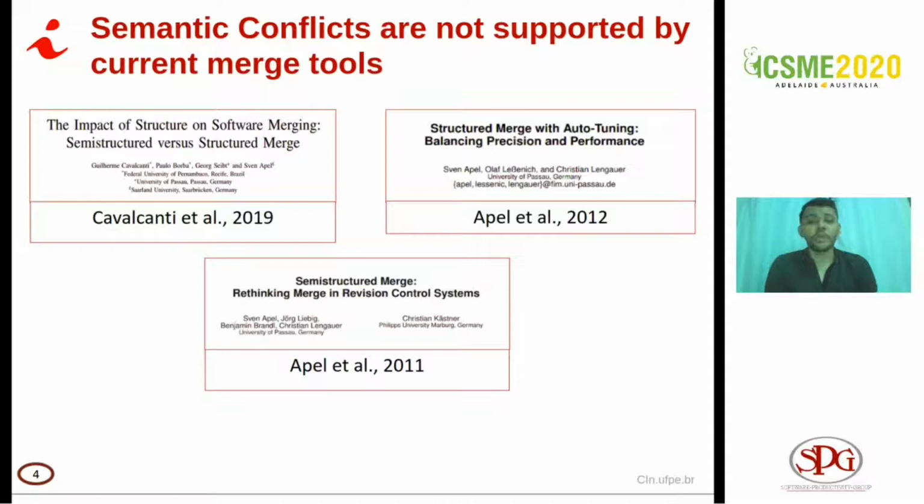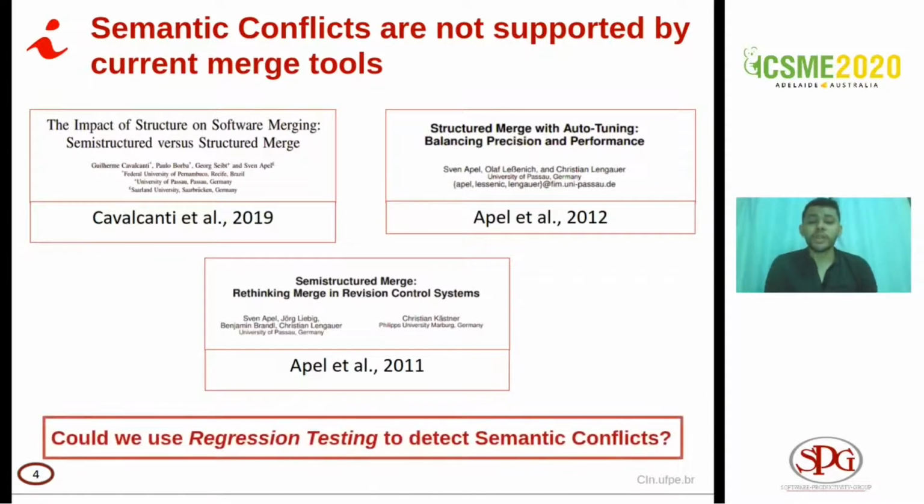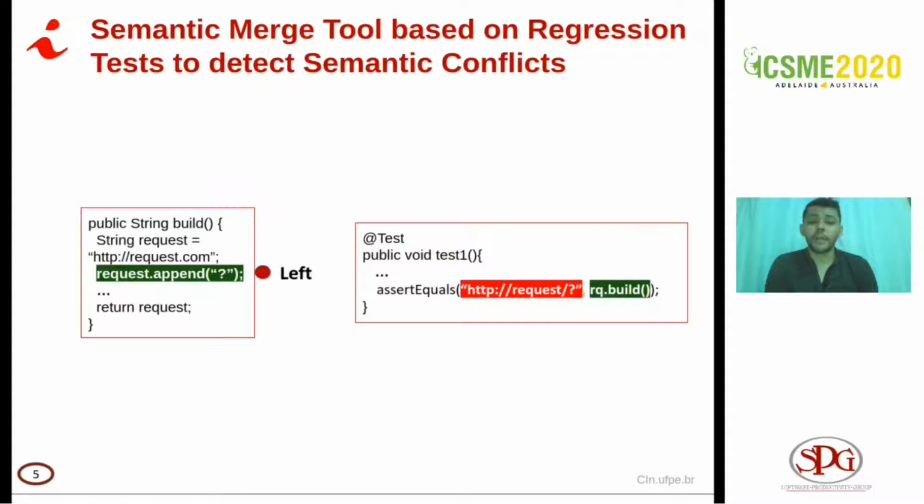A possible solution to detect these conflicts could be running project tests and expecting the behavior change to be detected by them. However, this idea directly relies on the quality and coverage of project test suites. But what if we could create new tests exploring the change performed in the merge scenario? Based on this, consider applying Randoop or EvoSuite on the left commit of our motivating example.